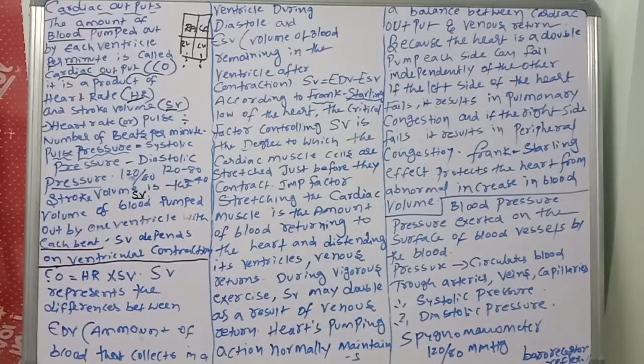So normally what is the general blood pressure? 120 by 80. 120 indicates systolic pressure. 80 indicates diastolic pressure. 120 by 80 is very important.